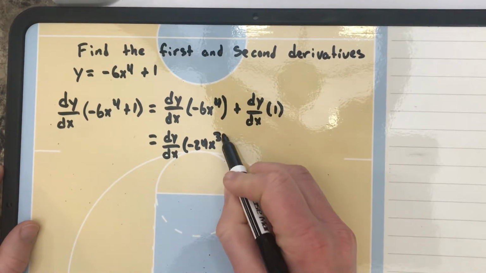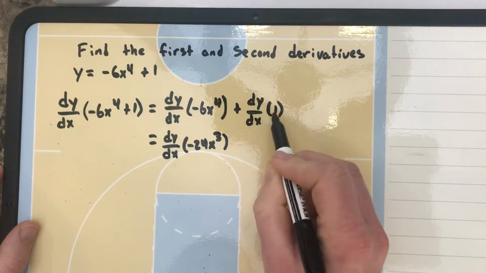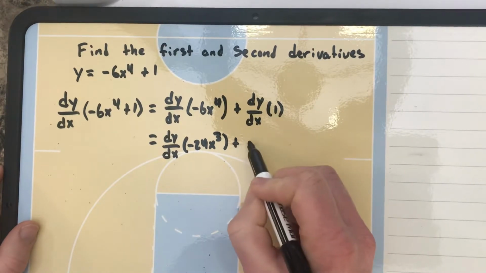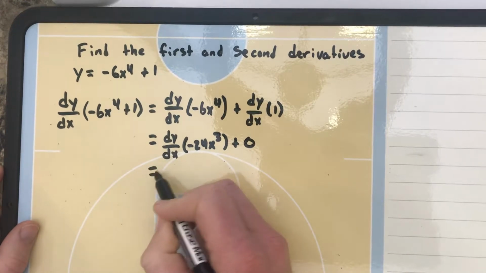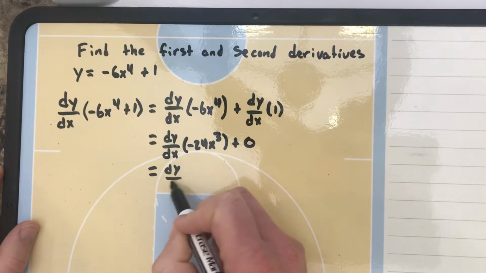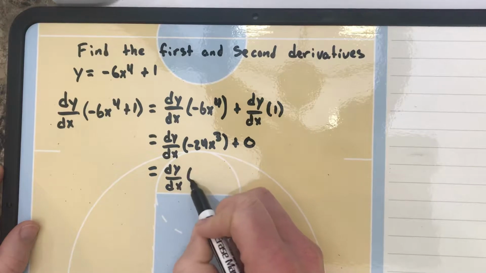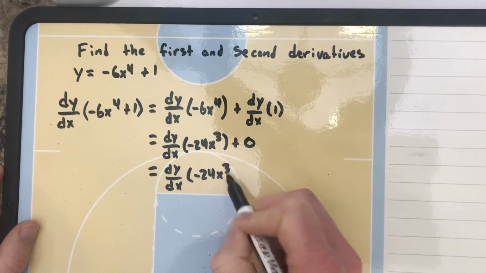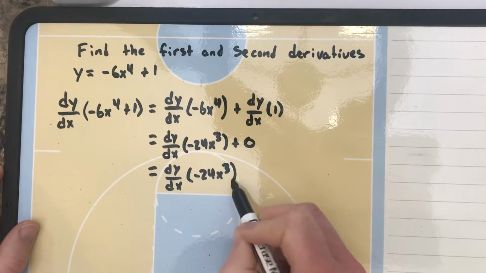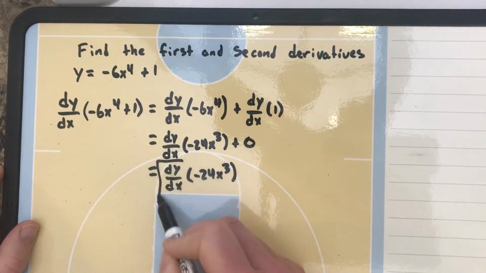And then we're going to take dy over dx of 1. Dy over dx of 1 is 0. So we end up with just our first derivative being negative 24x to the third. So this is our first derivative.